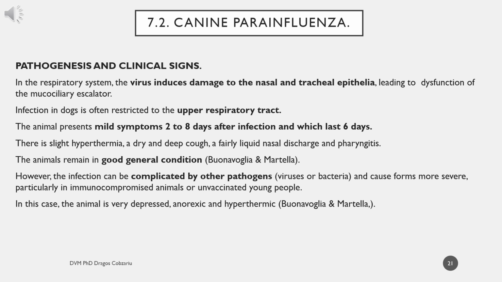The animal presents mild symptoms 2 to 8 days after infection, which last 6 days. There is slight hypothermia, a dry and deep cough, a fairly liquid nasal discharge and pharyngitis. The animals remain in good general condition. However, the infection can be complicated by other pathogens, viruses or bacteria, and cause more severe forms, particularly in immunocompromised animals or unvaccinated young animals. In this case, the animal is very depressed, anorexic and hypothermic.